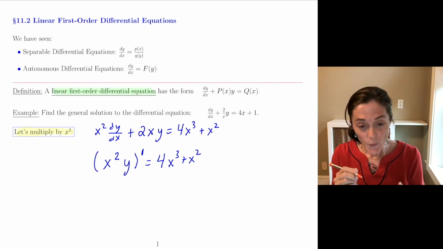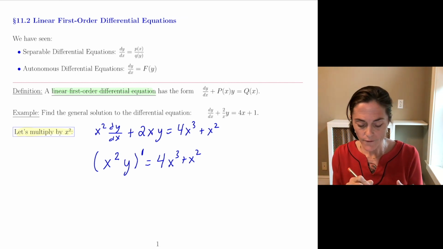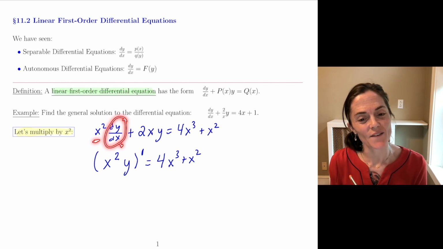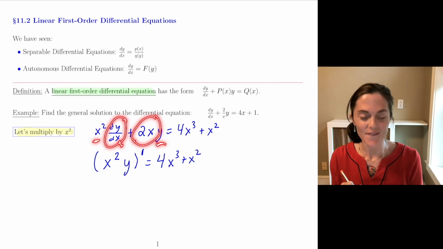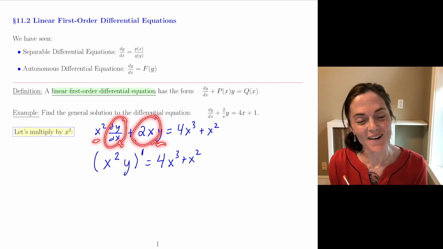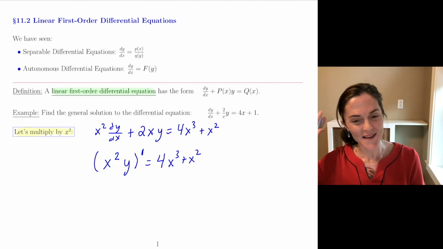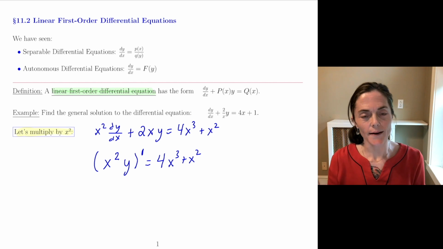Okay, what will we do when we take product rule? We would have first, derivative of the second. Remember, y is a function of x. And then plus, here's the second, derivative of the first. It's exactly the product rule here. So I have x squared y prime equals 4x cubed plus x squared.